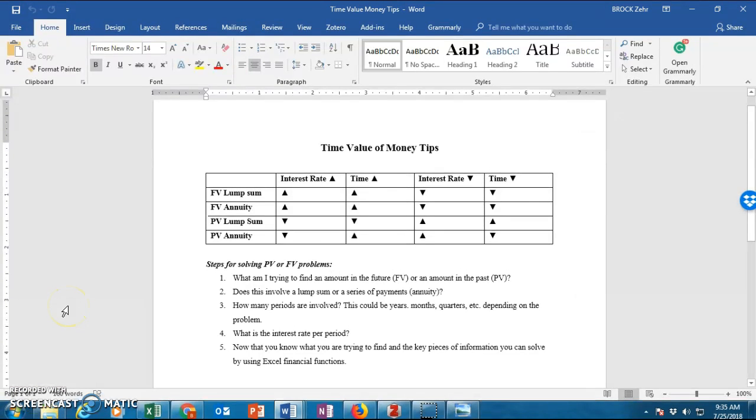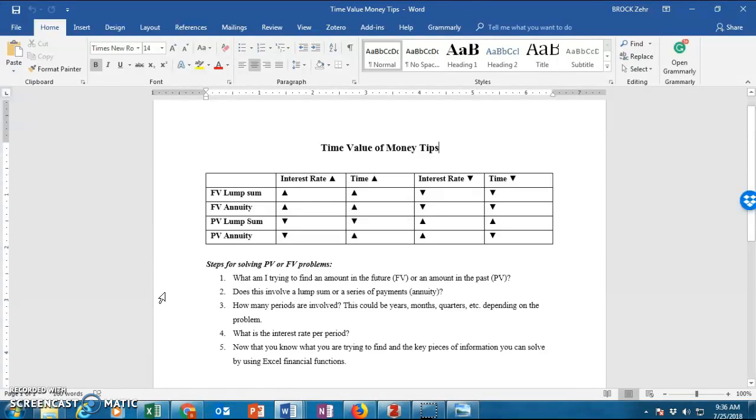In your Moodle resources, you'll find this handout called Time Value of Money Tips. I think it's always helpful when you're approaching present value and future values to go through a series of steps, and those steps are listed here in the middle of the page. First, what am I trying to find? An amount in the future or an amount in the past?